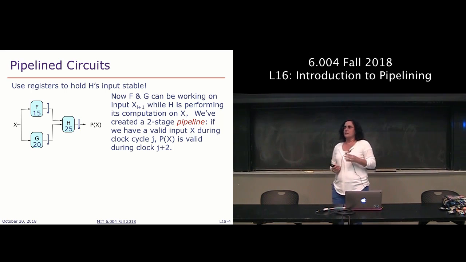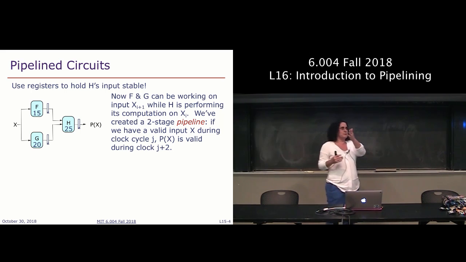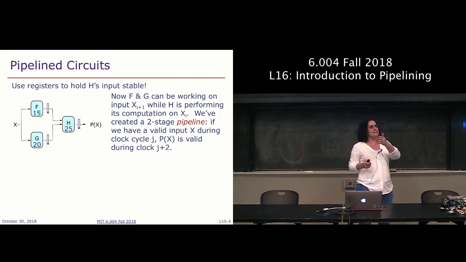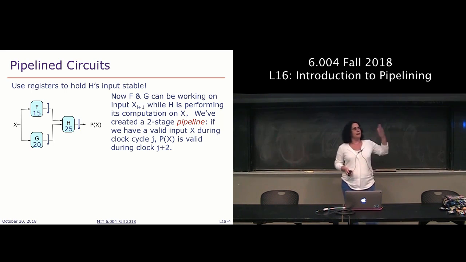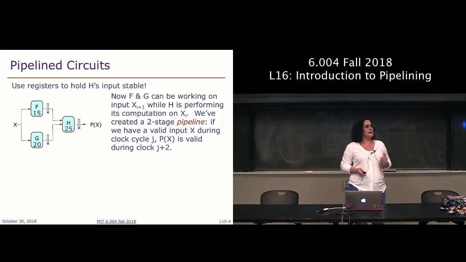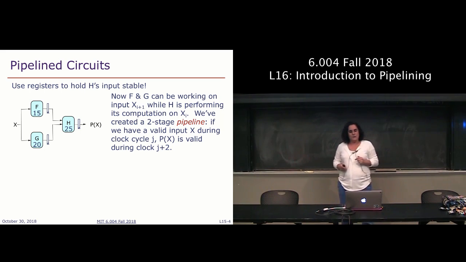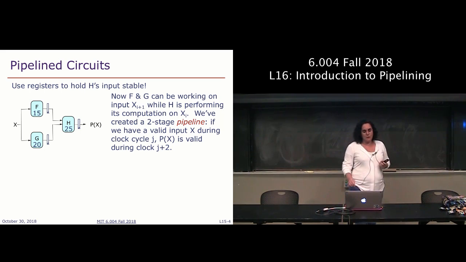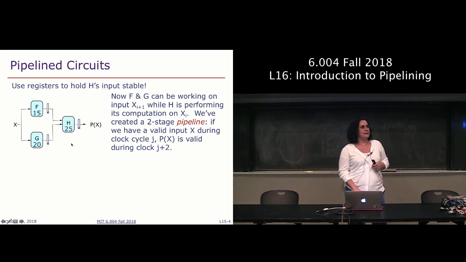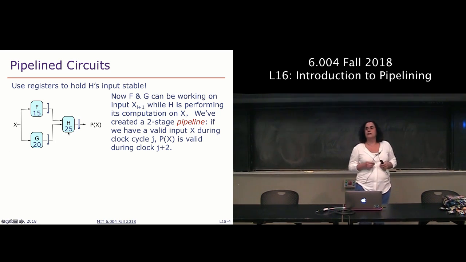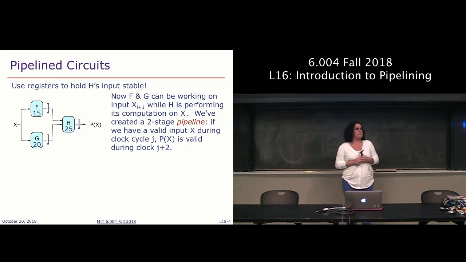These registers are going to hold the results that F and G produced so that H has them available, but at the same time F and G can start working on the next input that's coming in while H is doing some work. Okay, so let's analyze what happens now with this circuit, which we've turned into a pipeline circuit. Specifically, this is a two-stage pipeline circuit. F and G are going to operate in stage 1, and H is going to operate in stage 2. Who can help me figure out what my clock period for this pipeline circuit is going to be?